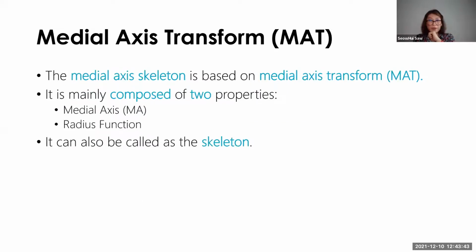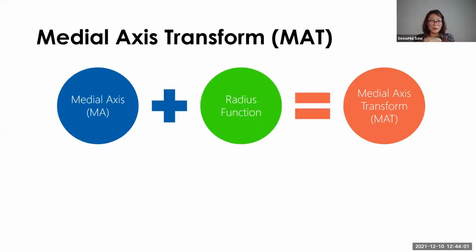Now, therefore, the medial axis transform of a given 2D mesh is the medial axis together with a radius function, which means those maximally inscribed balls. And this medial axis skeleton is based on the medial axis transform. So in other words, this is an illustration of the medial axis transform, which is composed of two important components. The first one is the medial axis. The second one is the radius function.